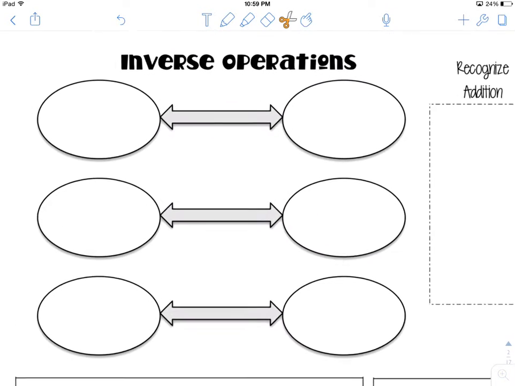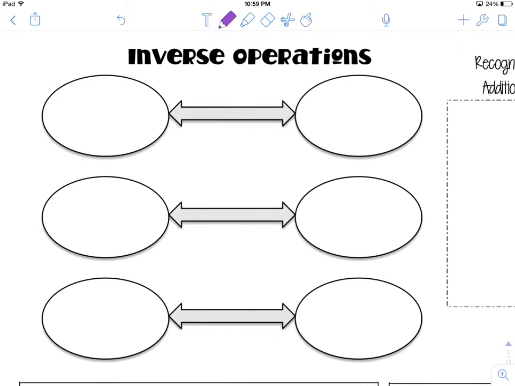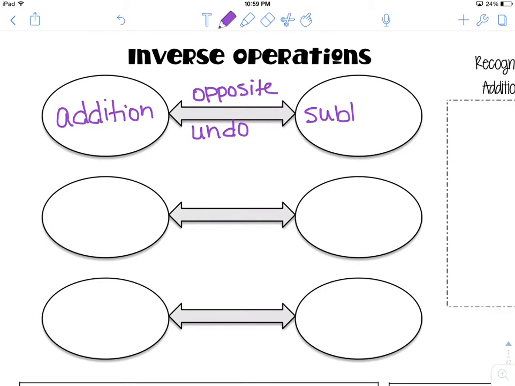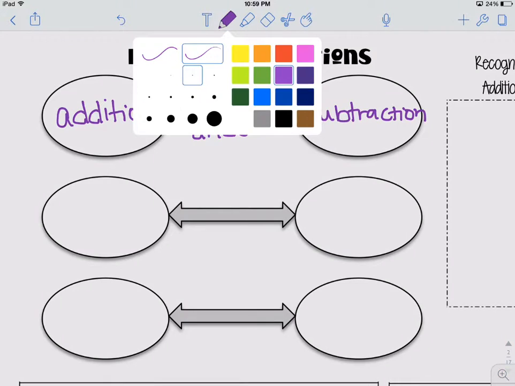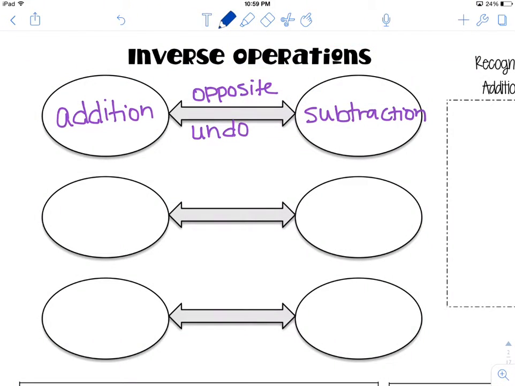We're going to start with inverse operations. Our first operation is addition. To undo addition, we're looking at the opposite operation so that we can undo addition. So to do that, we need to use subtraction. The next one is multiplication.